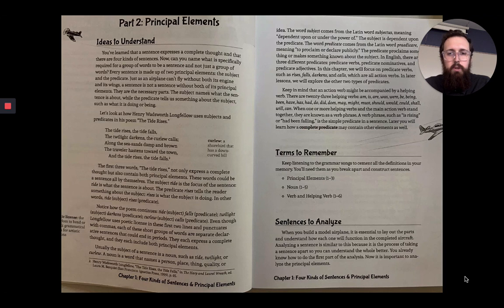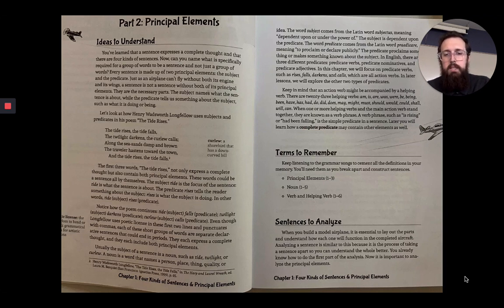The first 3 words, the tide rises, not only express a complete thought, but also contain both principal elements. These words could be a sentence all by themselves. The subject, tide, is the focus of the sentence. Tide is what the sentence is about. The predicate, rises, tells the reader something about the subject. Rises is what the subject is doing in the sentence. Tide, subject; rises, predicate.